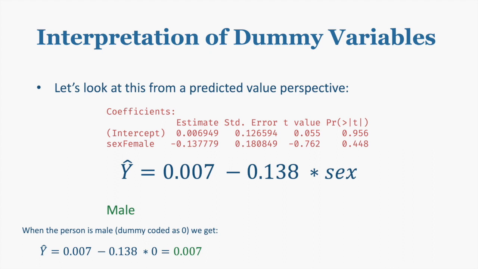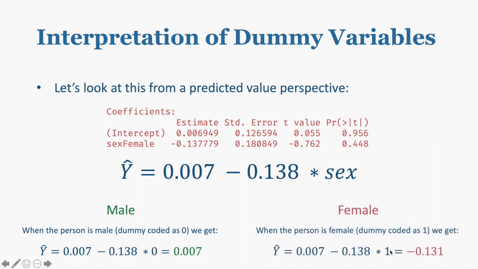With that in mind, can you think of what we would do to calculate it for females? If you thought, let's plug in the 1 because that's what the females were coded as, you're exactly right. So now we have the same equation, but we're plugging in 1 here. And so this is the predicted value for females.